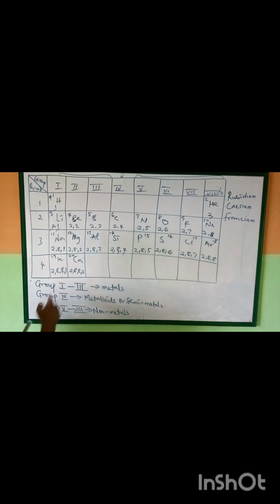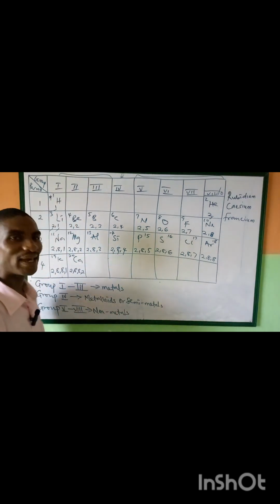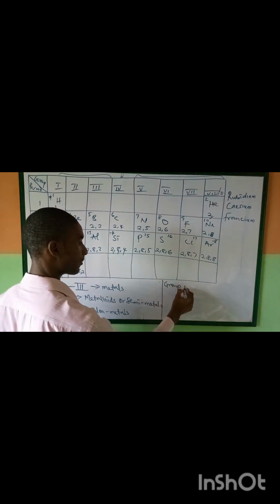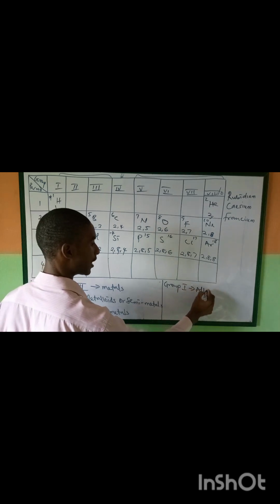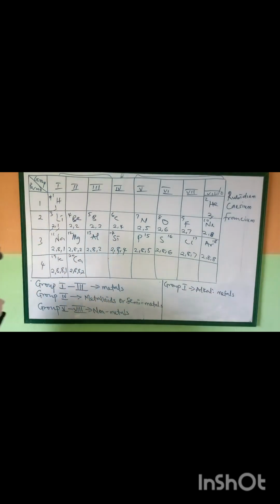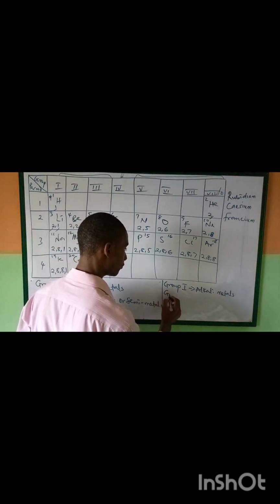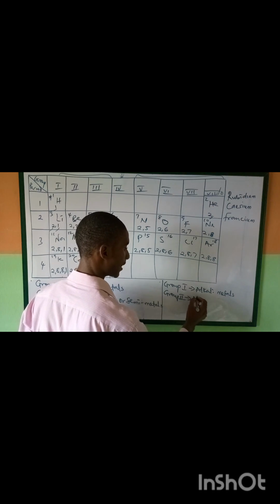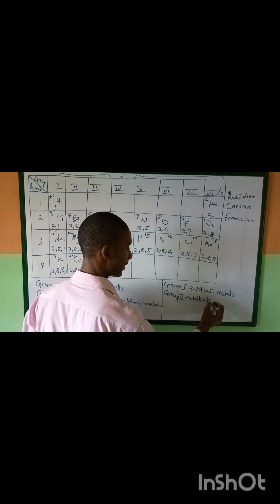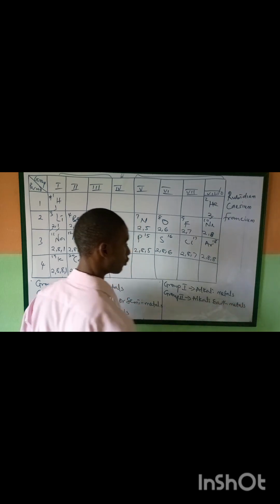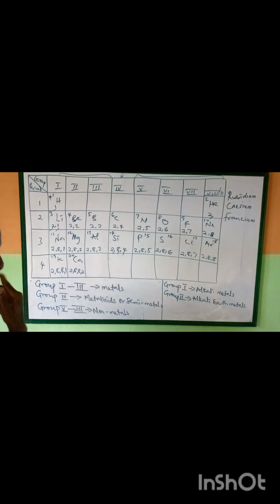Now, these group 1 elements are called alkali metals. Examples of alkali metals are lithium, sodium, potassium. Then group 2, they are called alkaline earth metals. Group 2 are called alkaline earth metals.